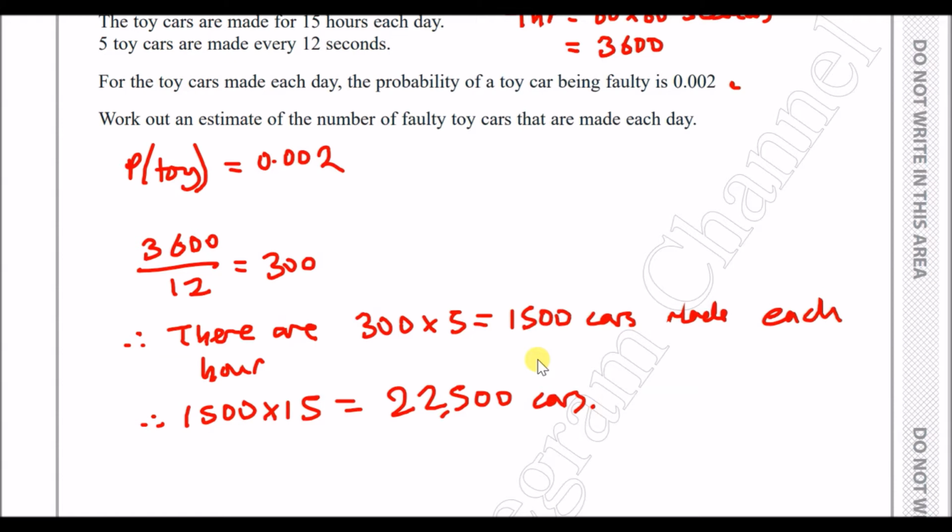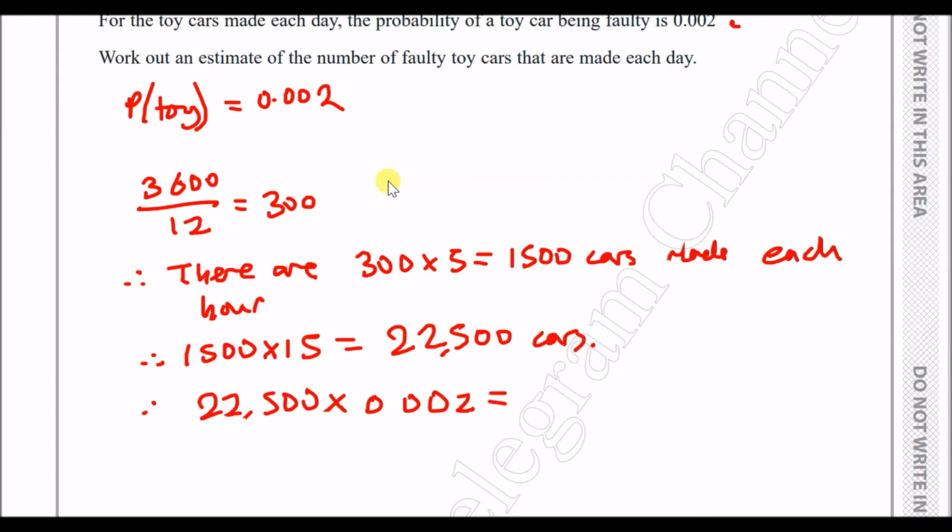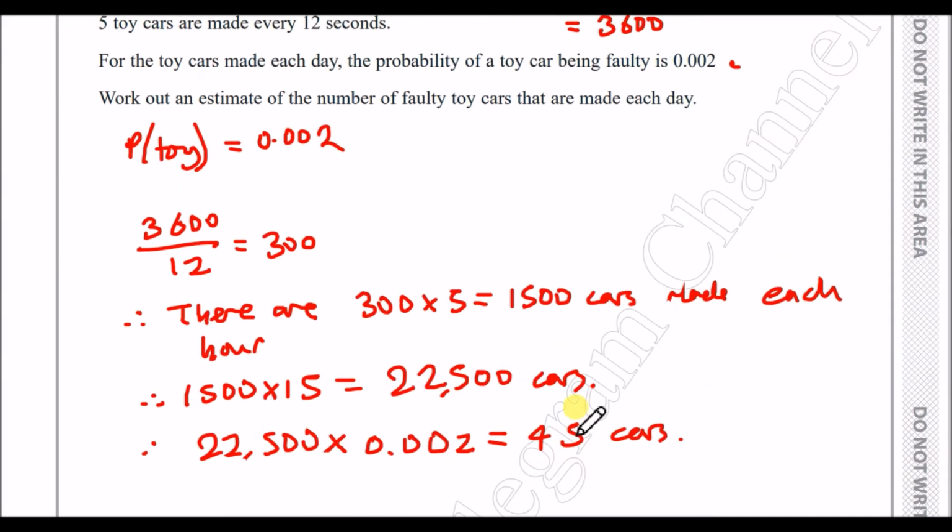Okay, so now we've pretty much ended this, and we know that the probability of getting a faulty car is 0.002. So therefore, just multiply the number of cars by the faulty rate. So 22,500 times your faulty rate is going to give us 45 cars. Okay, so that's not bad at all. But yeah, guys, that's the end of number 2. So let's move on to the next one.